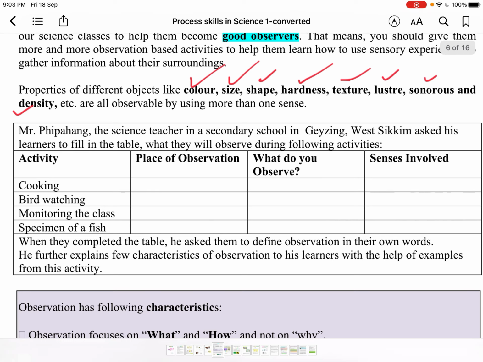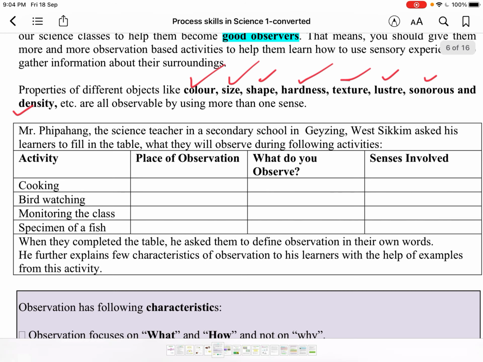Some activities are given here, like cooking. In cooking, the place of observation may be the kitchen. So students have to write the kitchen. And what do they observe? In the kitchen, how the food is being cooked. They have to write that. And to observe the activities in the kitchen, what senses are being involved? Or, while doing the kitchen work, which sense organs are being utilized? They have to write that.